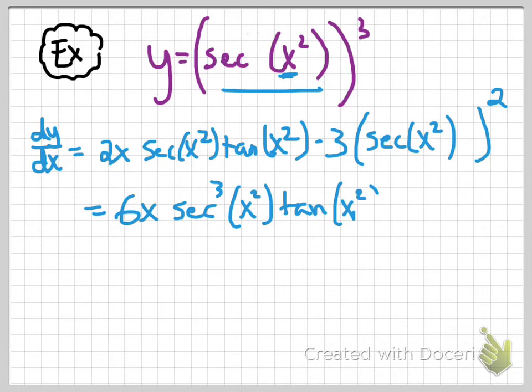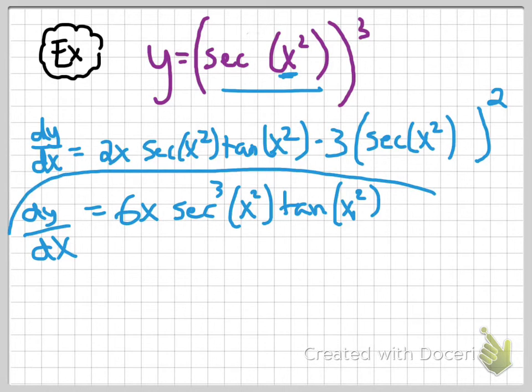And that'll be my answer. So dy/dx equals all of this. And if you got this right, then you're getting this double chain rule stuff down. You're doing fine. So there's your answer.